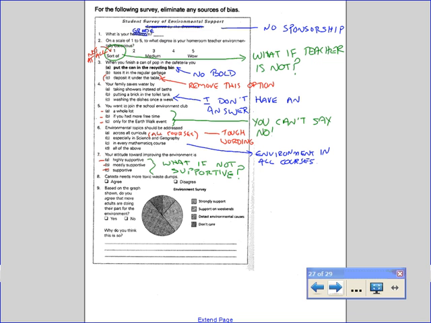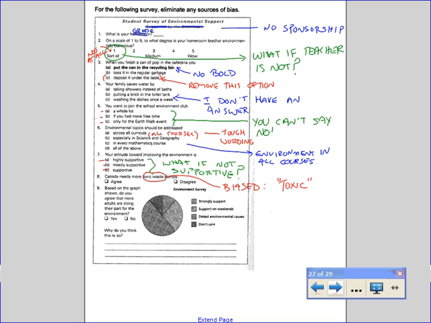Number 8, Canada needs more toxic waste dumps. Now, I may not be up on environment, so if I'm reading this and I see the words toxic waste, right away I'm like, no, I don't want more toxic waste dumps, even if I have no clue what they are. So it's biased, because everyone here associates the word toxic with bad. Anyone who says agree, who's going to say, yeah, I want more toxic waste dumps? So it's not the appropriate wording for that question.